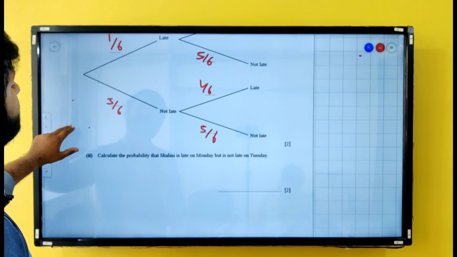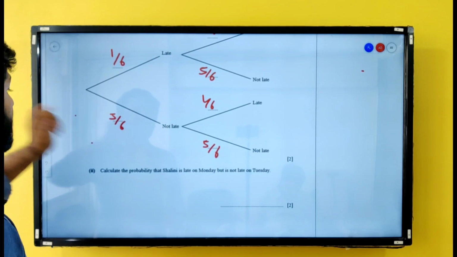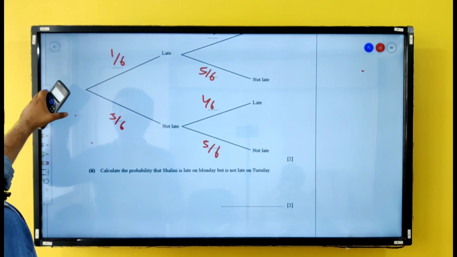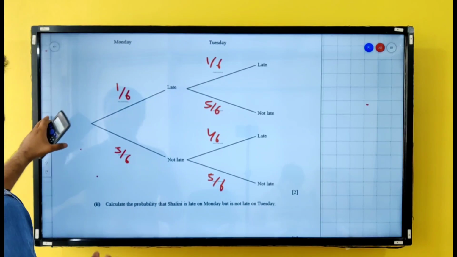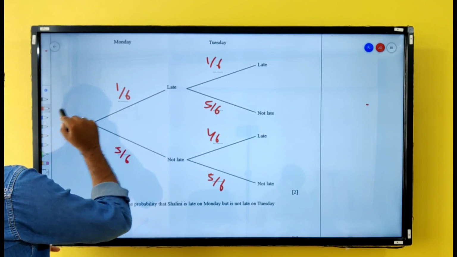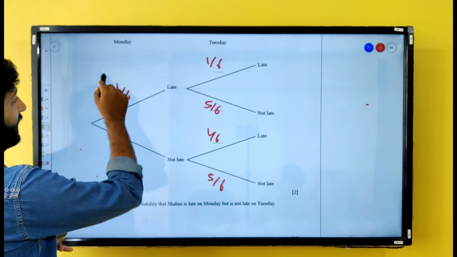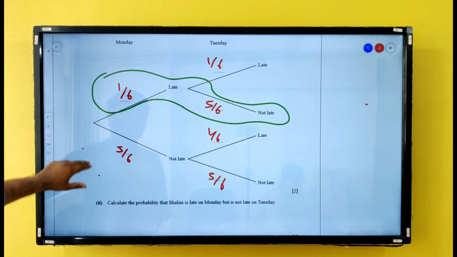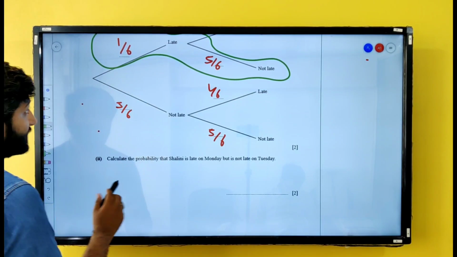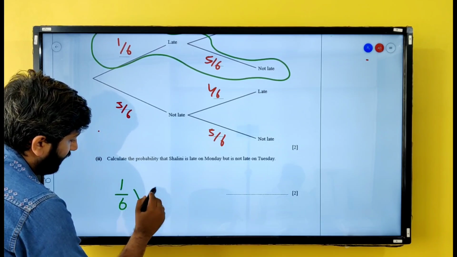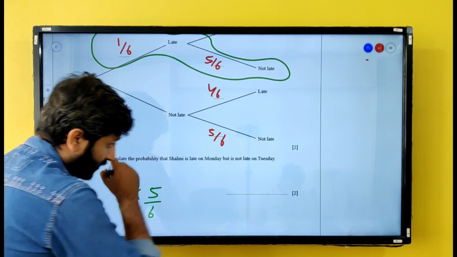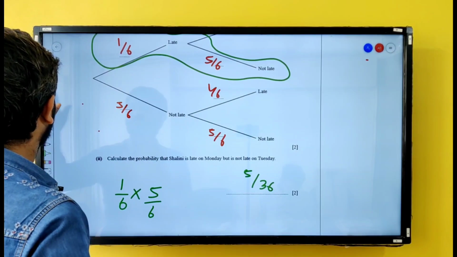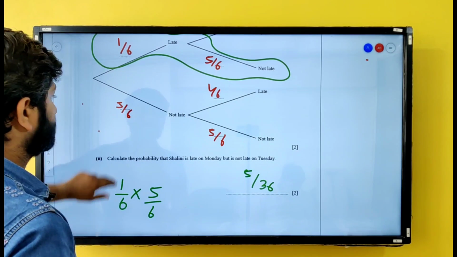Next, calculate the probability that Shalini is late on Monday but she is not late on Tuesday. She is late on Monday but not late on Tuesday. So you have 1 by 6 into 5 by 6, which is 5 by 36. Let's move to the next question.